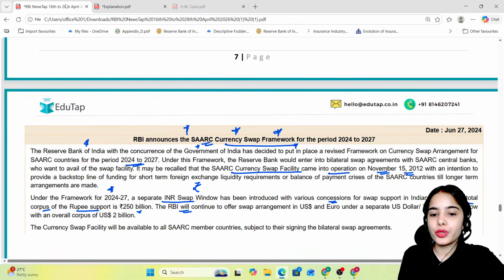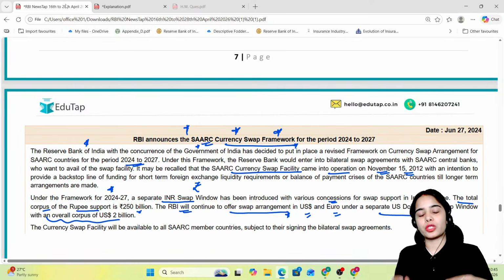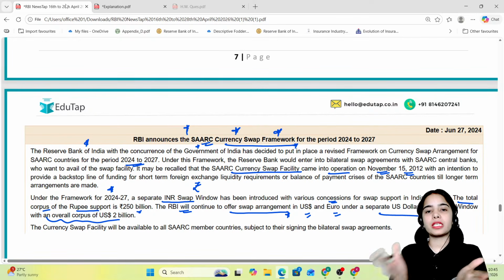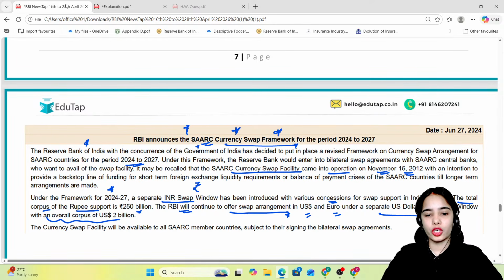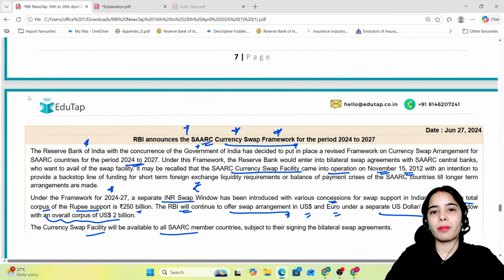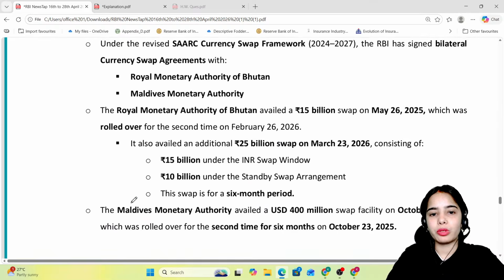The RBI will continue to offer swap arrangements in US dollars and euro also under a separate dollar-euro swap window with an overall corpus of $2 billion. So for the rupees, the corpus is 250 billion rupees, but for the dollars and euro, the total corpus is $2 billion that you have to keep in mind. And this currency swap facility is available for the SAARC member countries that you need to keep in mind.